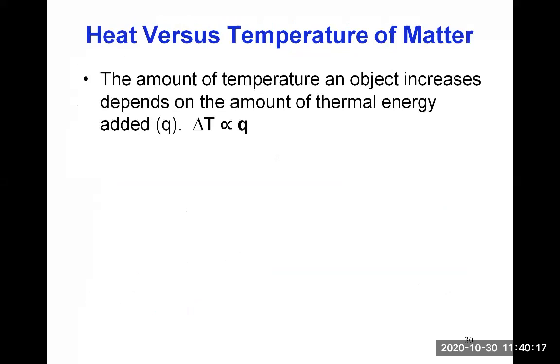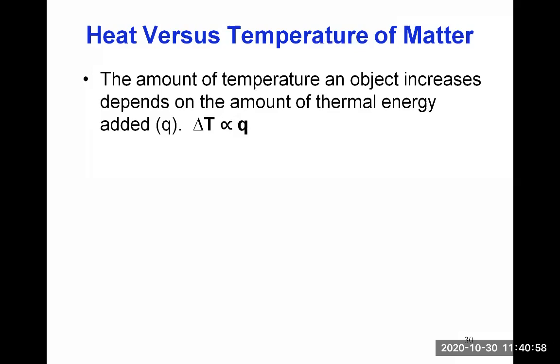So let's make the difference between heat and temperature of matter. These are two different concepts. The amount of temperature that an object increases depends on the amount of thermal energy added. So the thermal energy here is represented with the Q, that's the energy, and temperature is represented with T. And so delta T here represents the increase in temperature, so the change in temperature. And the symbol after that means proportional. It's proportional to Q, the thermal energy that is provided.